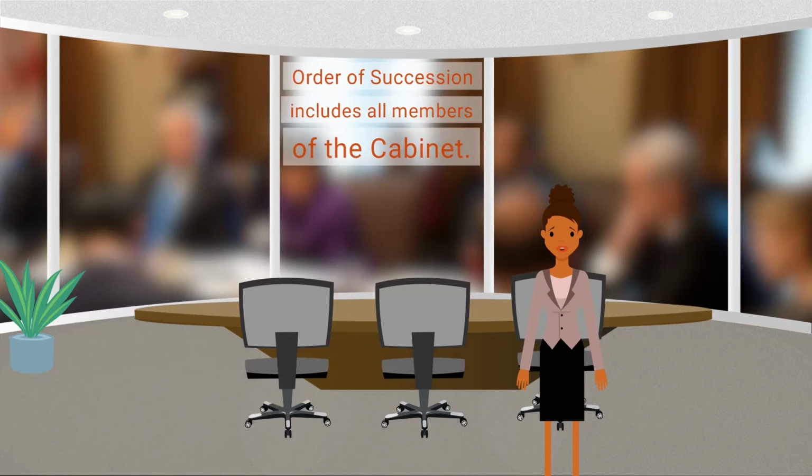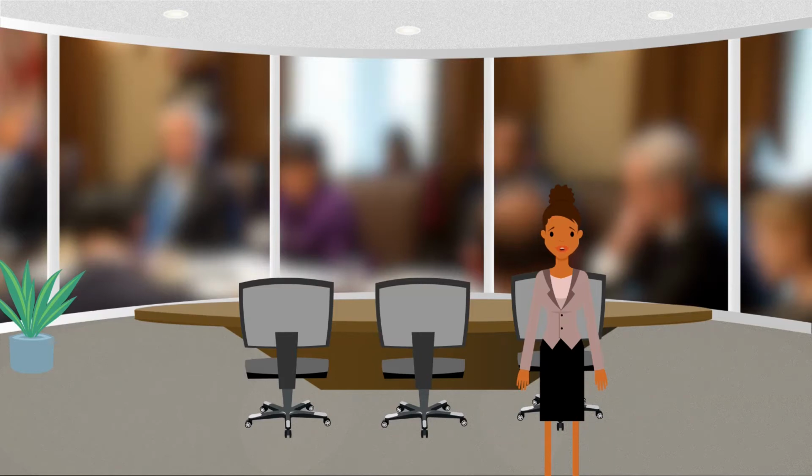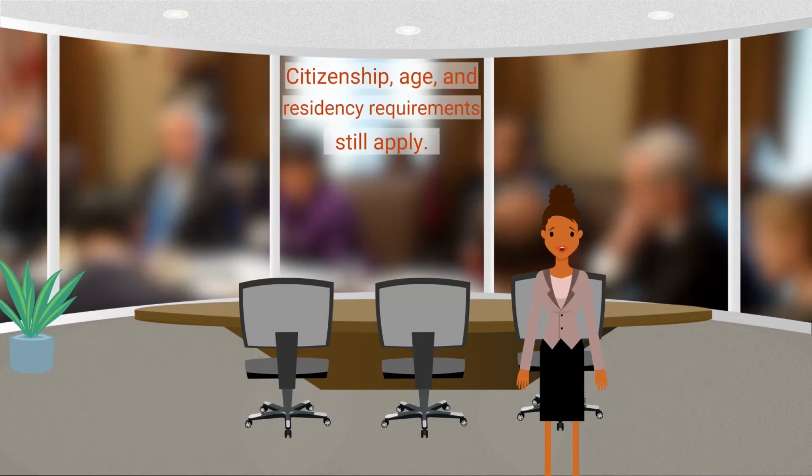In all, there are potentially 18 individuals in the order of succession. However, cabinet members who do not meet the President's age, citizenship, and residency requirements are not eligible to act as President. As an example, among the 15 cabinet members serving in September of 2021, 2 of them are not eligible because they are not natural-born citizens.